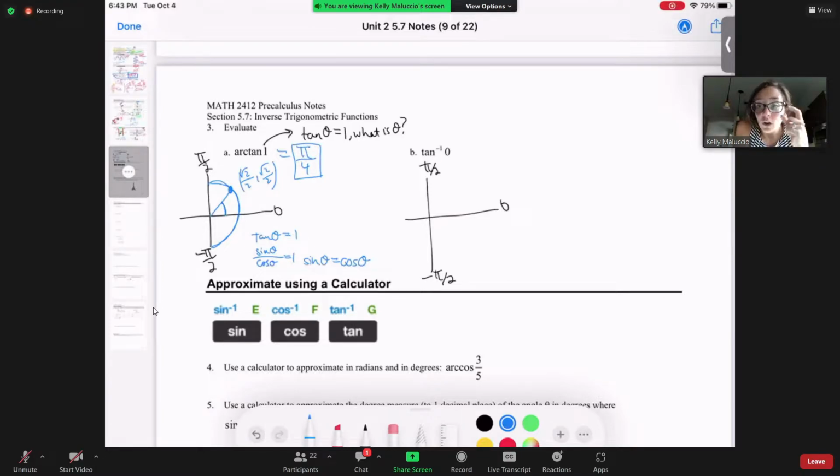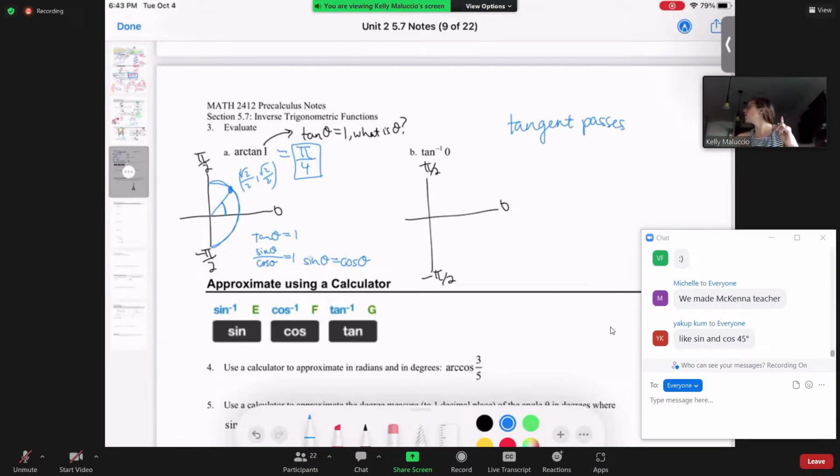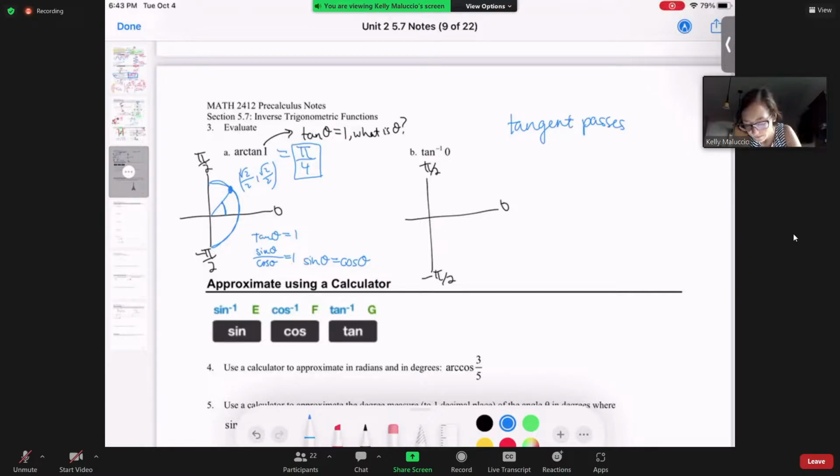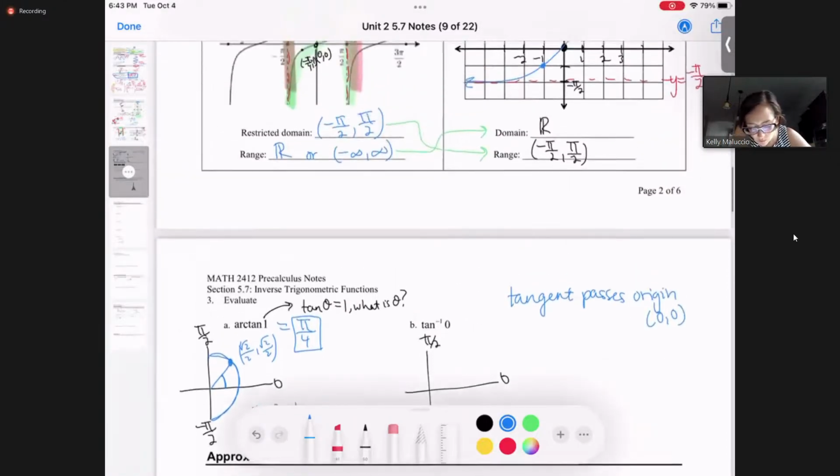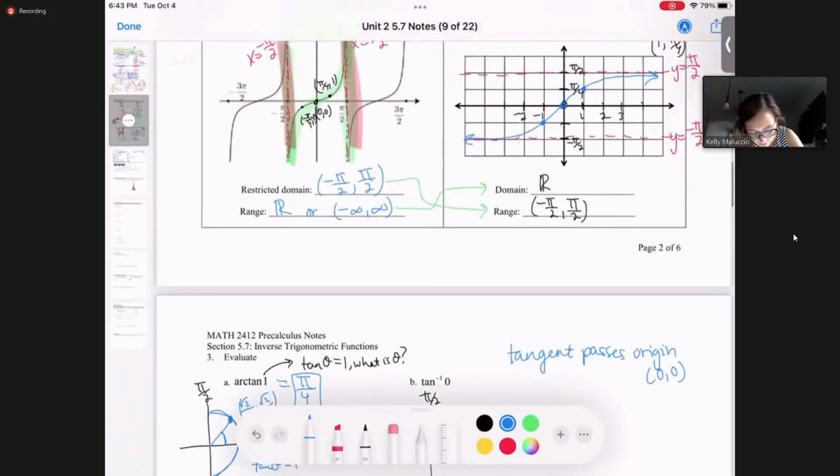And then for 0, sine and cosine of 45, Jakob says, yes, correct. So for 0, here's something interesting about tangent. Tangent passes through the origin, which is at (0, 0). And we know this from our graph up above, they both pass here.